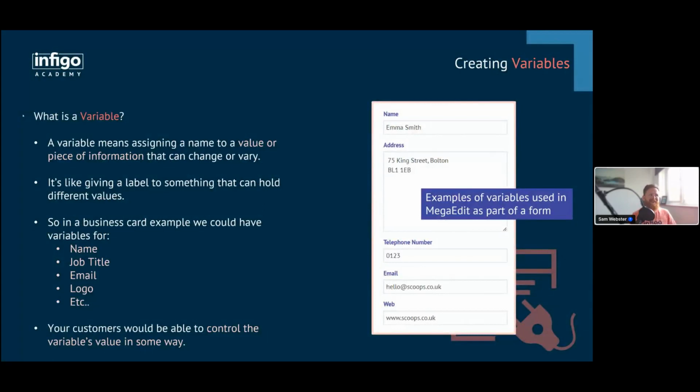A variable means assigning a name to a value or a piece of information that can change or vary. So we're essentially giving a label to something that can hold different values. For example, in our business card, which we've been showing here, variables would control things such as the name on our business card, the job title, the address, the email. All those things can be controlled by variables. As you can see, for an example, over on the right-hand side there, each of those different text boxes or selection boxes is controlled by a variable within Invent itself.